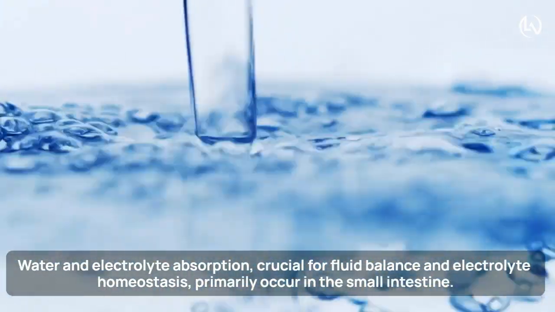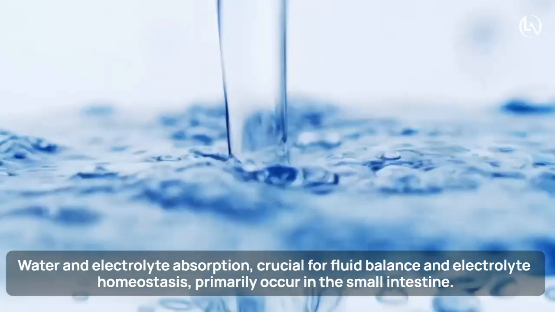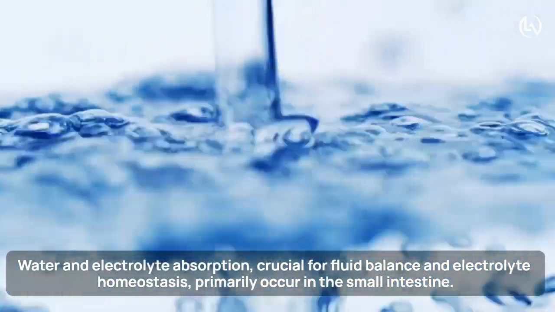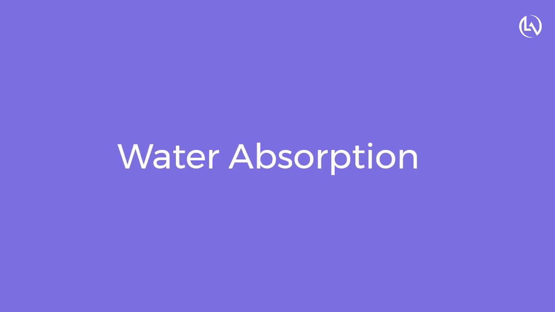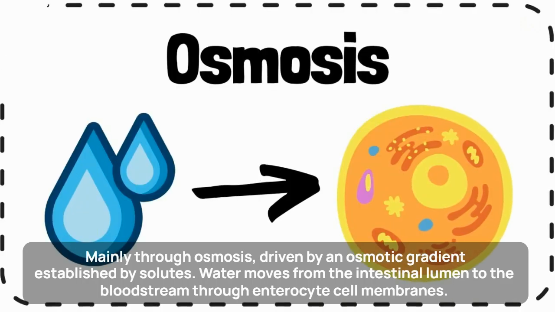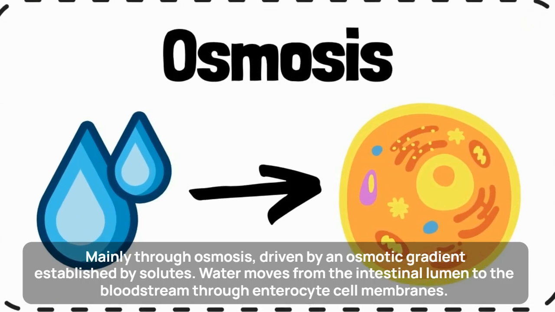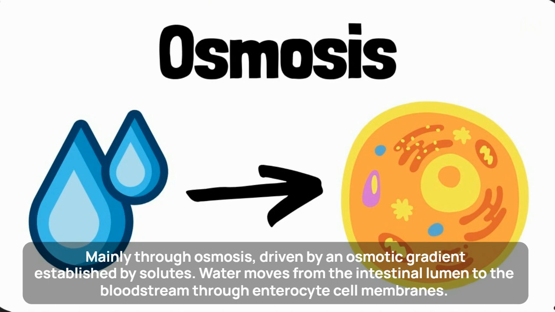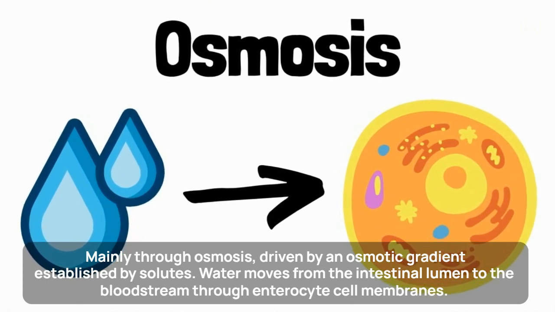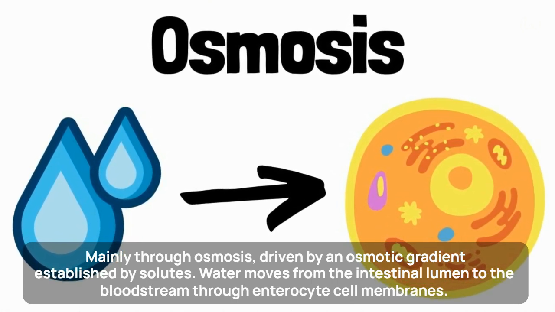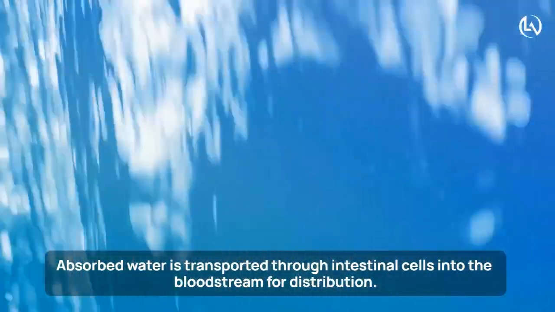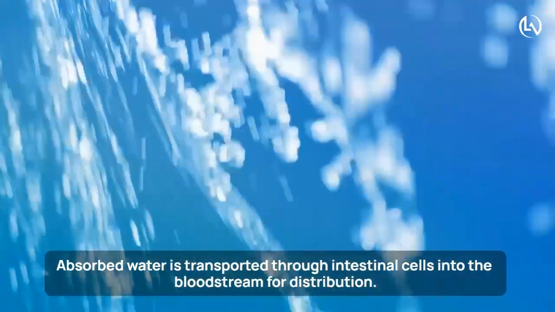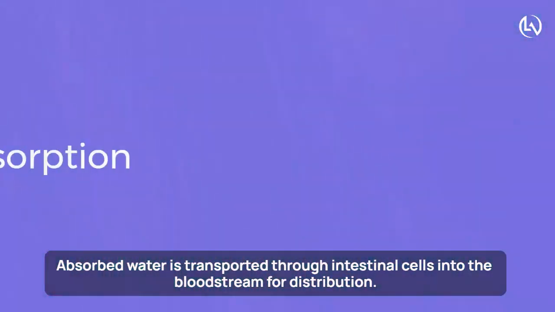Water and electrolyte absorption, crucial for fluid balance and electrolyte homeostasis, primarily occur in the small intestine. An overview of these absorption processes. Water absorption. Mainly through osmosis, driven by an osmotic gradient established by solutes. Water moves from the intestinal lumen to the bloodstream through enterocyte cell membranes. Absorbed water is transported through intestinal cells into the bloodstream for distribution.